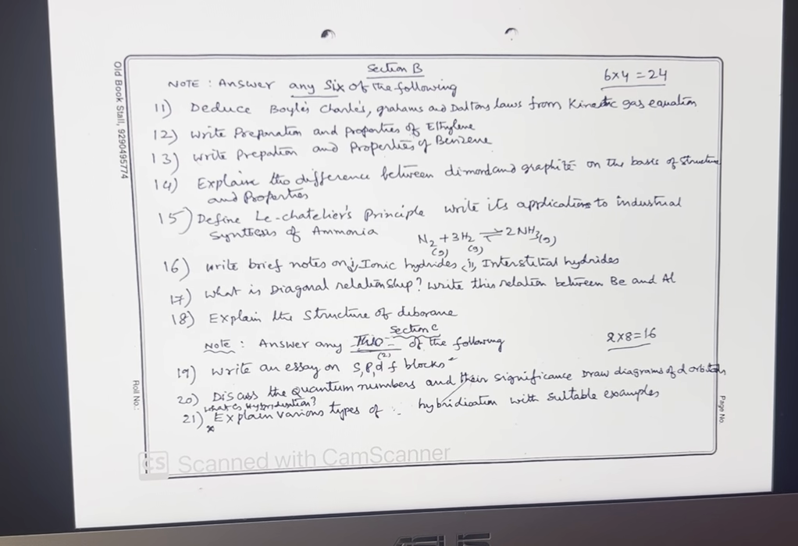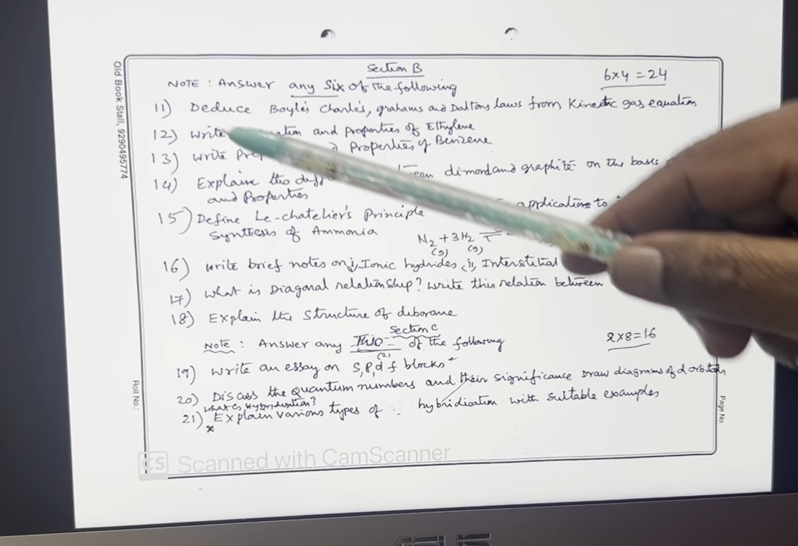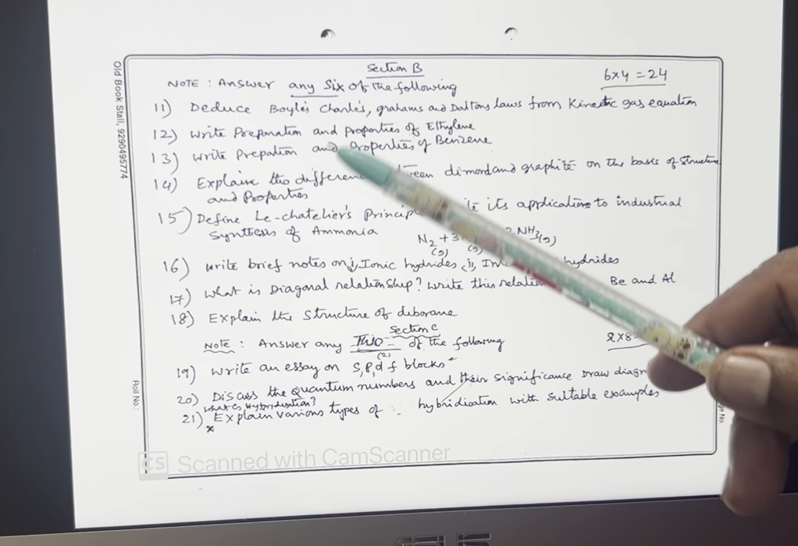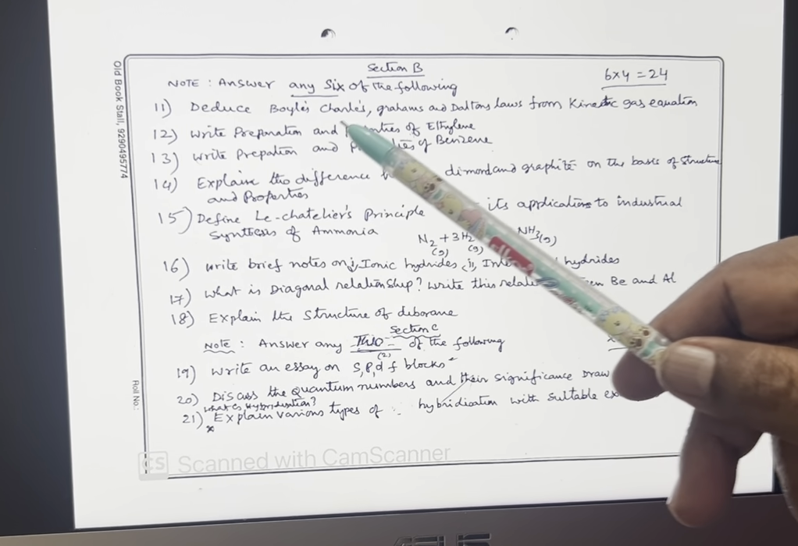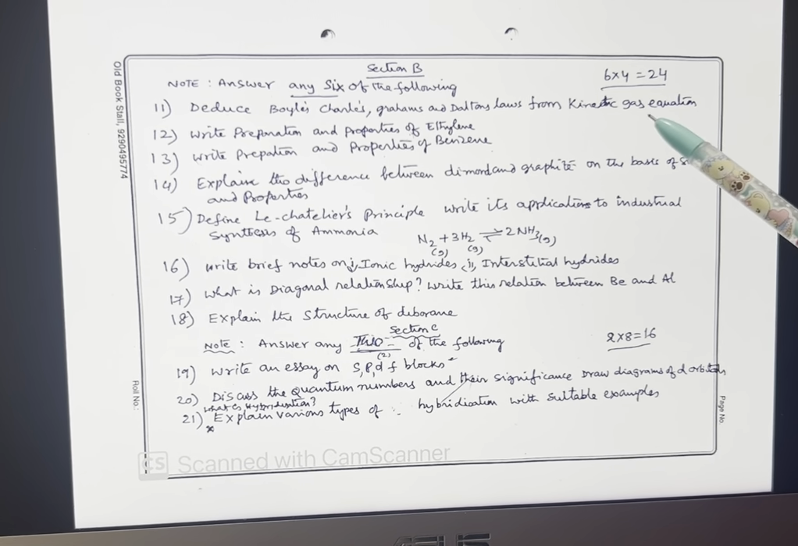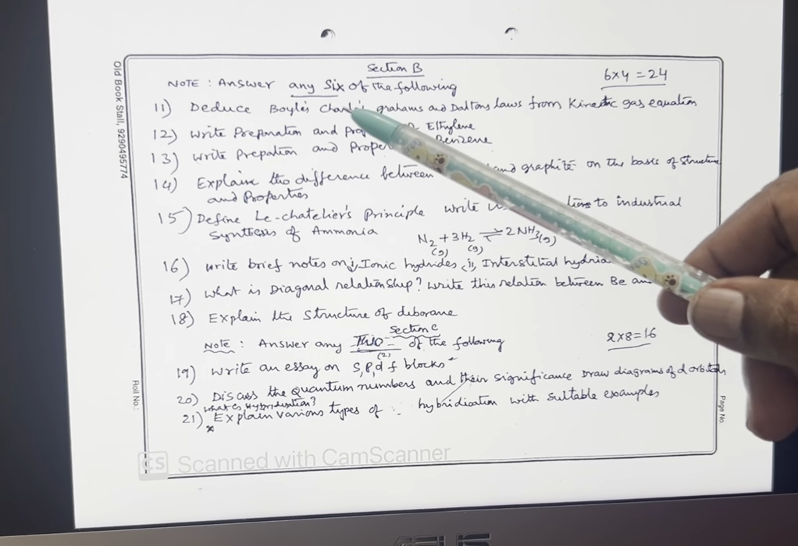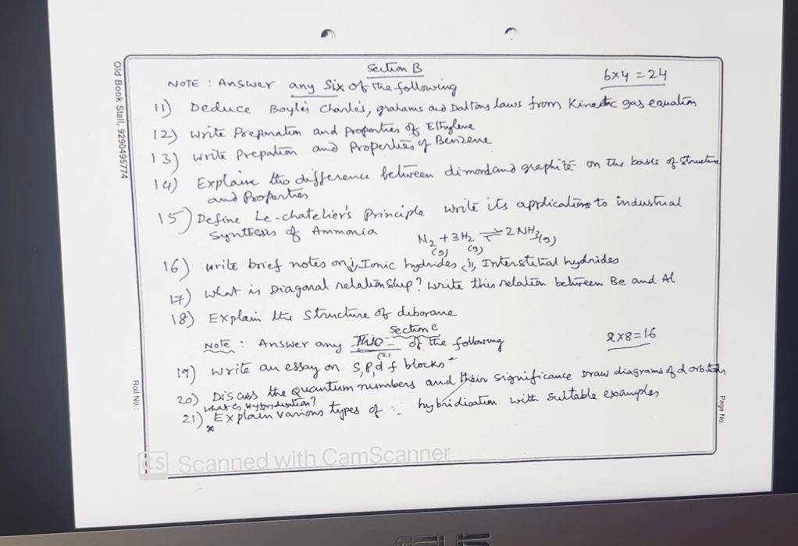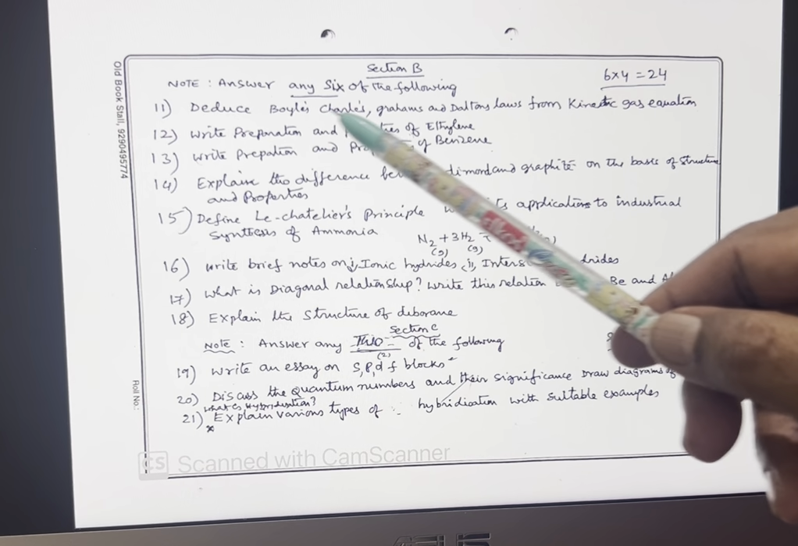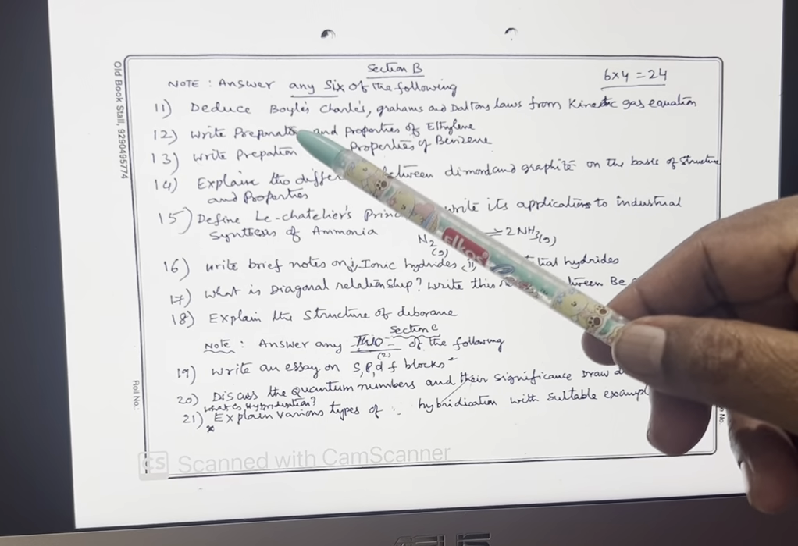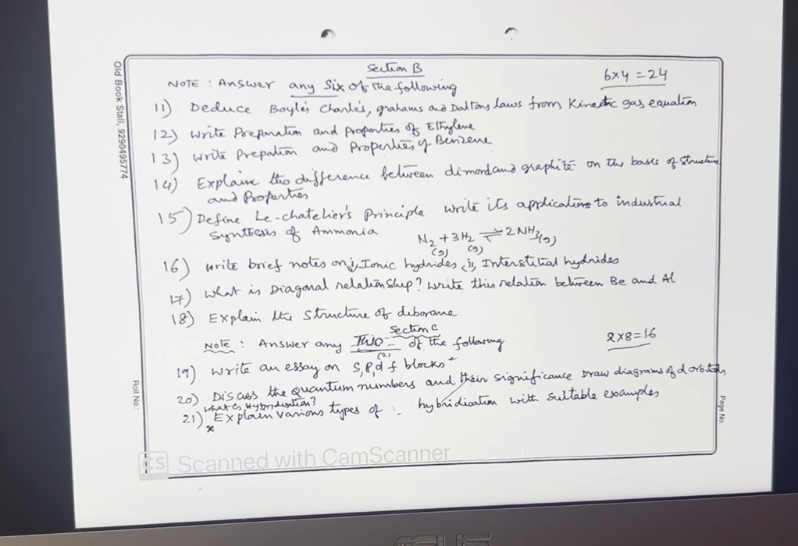Here you see 6 marks questions. Answer any 6 of the following. There are 8 questions given. Out of 8, you have to answer 6. Deduce Boyle's, Charles', Graham's, Dalton's law from kinetic gas equation. I have given 4, but any 2 may be given in the examination paper, because these have somewhat more content, so time may not be sufficient. So in your actual paper, out of 4, any 2 may be given.